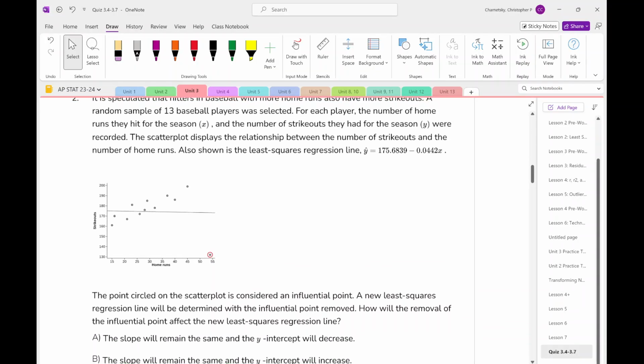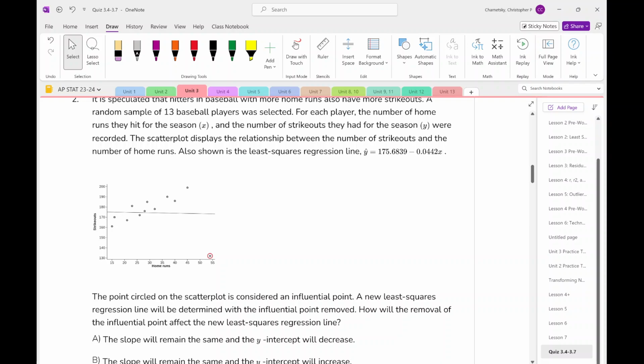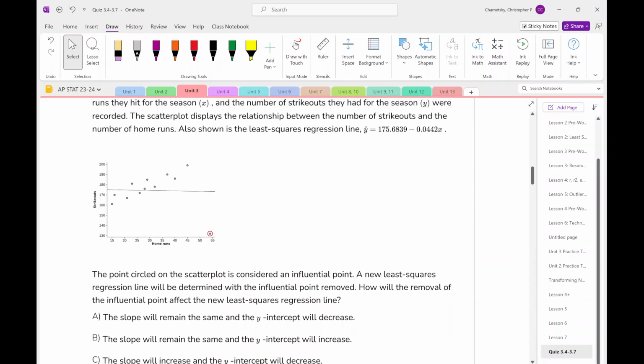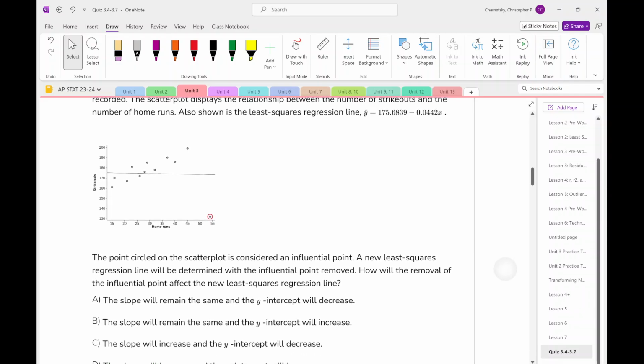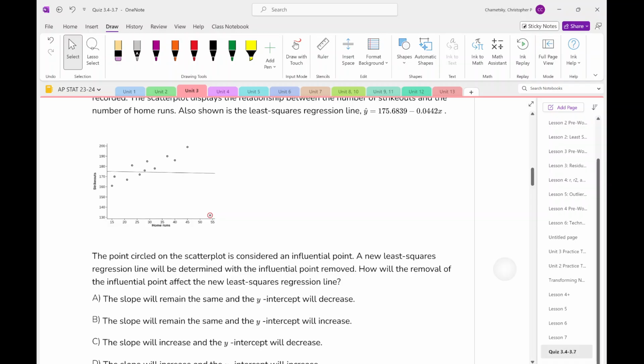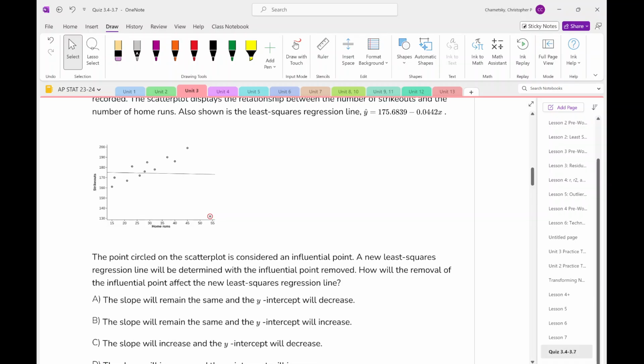The question is, we have a point down here circled that's considered an influential point. It's influential for a couple reasons, mainly because it's very far on the x-axis away from the center point of our least squared regression line. It's also pretty far away vertically too, so it's going to have a lot of influence on our line. And the question is, if we were to remove this point, how would our line change?